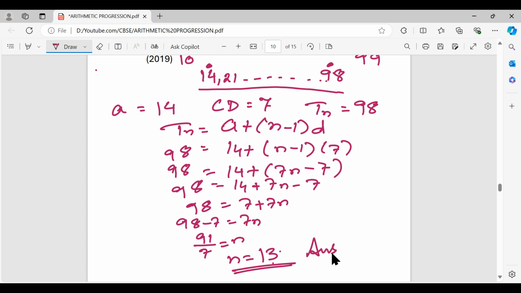Therefore, the number of two digit terms divisible by 7 is 13. I hope this is clear.